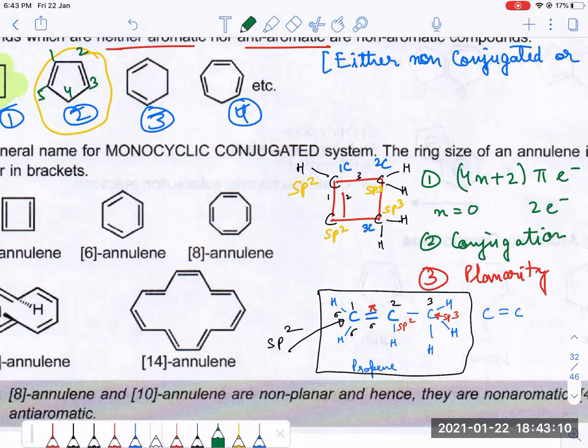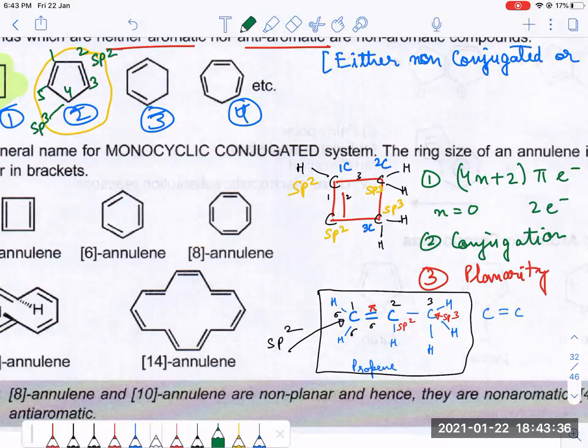Fourth carbon is tetrahedral. Fourth carbon is sp3. Please check. What about the other carbons, 1, 2, 3, and 5? They are sp2. Yes, all are sp2.